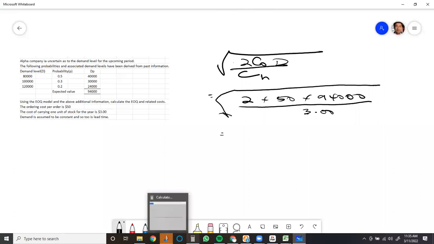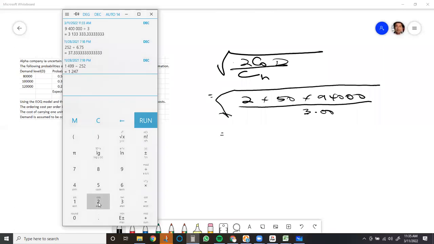Pull up our calculator here. So 2, it's actually up here, times 50 times 94, okay, is equal to, and then divided by 3, okay, 31,333, and we take the square root. That gives us 1770. Okay.